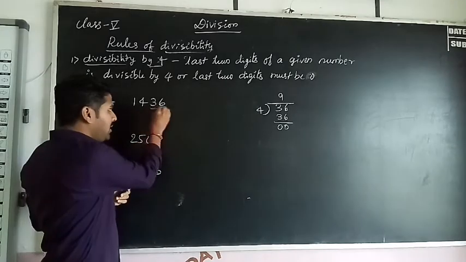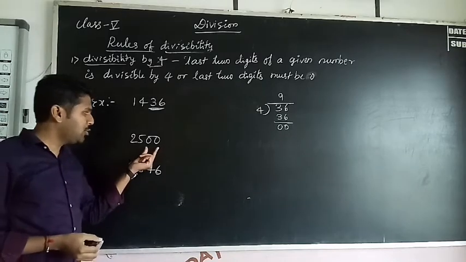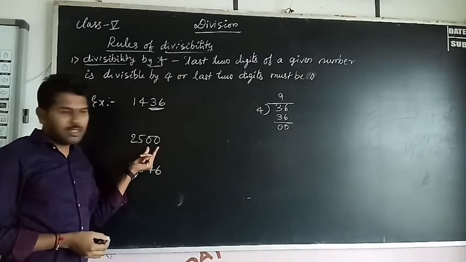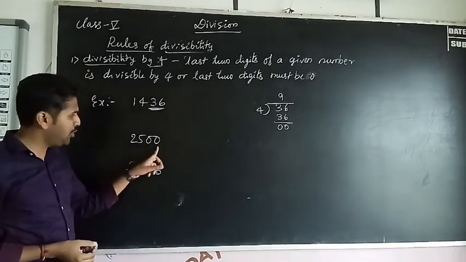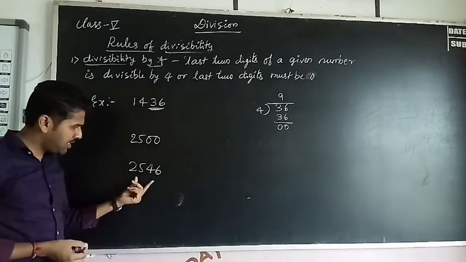So how to check that one? Just check the last two digits. Otherwise, the last two digits must be 0. Here 0 is there. So if it is 0, that means this number is divisible by 4. So just check this one.